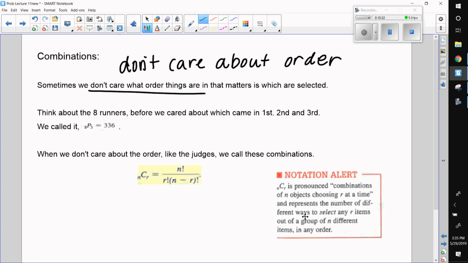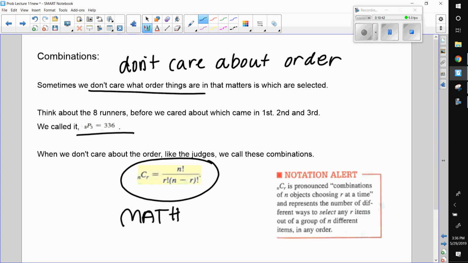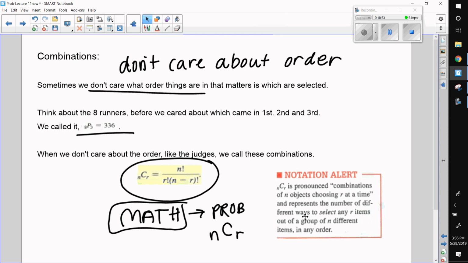So even the songs probably could have been more of a combination when you just press shuffle. We're kind of just looking at them how they need to go. So the 8 runners came in first, second, and third, and we had it as 8 permutations of 3. When we don't care, the equation looks like this. Now luckily this is under math as well. So we can go math over to probability and then choose nCr. So combinations of n objects r at one time.